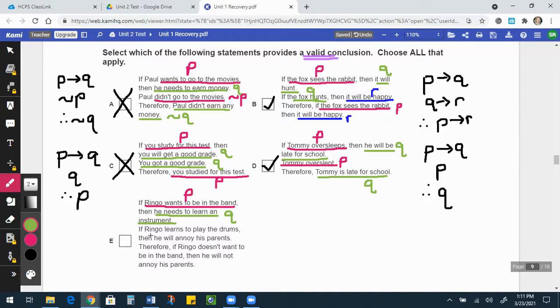If Ringo learns to play the drums, y'all, that's not a perfect match, but we've got to kind of go out on a limb here. Aren't the drums a certain kind of instrument? So they're really telling us about Q again. They just put in a specific instrument that he wants to learn. Then he will annoy his parents. Well, that's brand new. That's going to be an R.